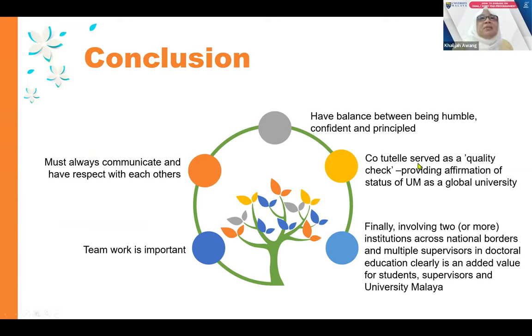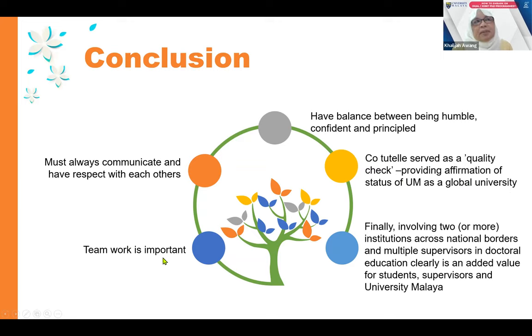Co-tutelle serves as a quality check, providing information on the status of UM as a global university. So that's why I'm very much for this program. Finally, teamwork is very important. These two are very important. We have to work with each other.